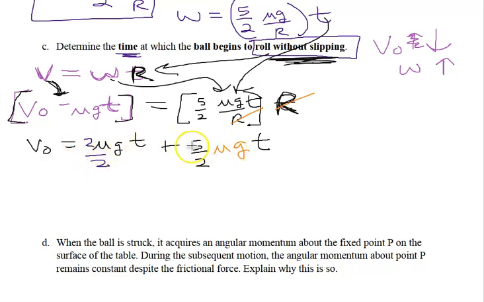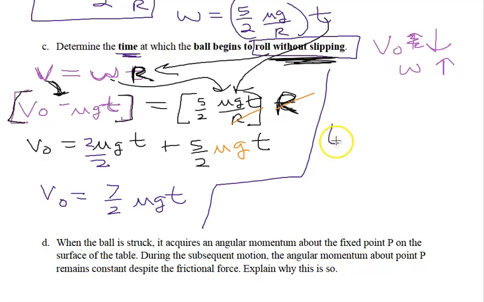2 over 2 mu gt plus 5 over 2 mu gt. So V naught equals 5 plus 2 is 7 halves mu gt. We care about t. So the time it takes that billiard ball, go watch that video because it's pretty cool. Just watch the first little bit of it if you want. Equals multiplied by the reciprocal. Let's see, 2/7 V naught over mu g.